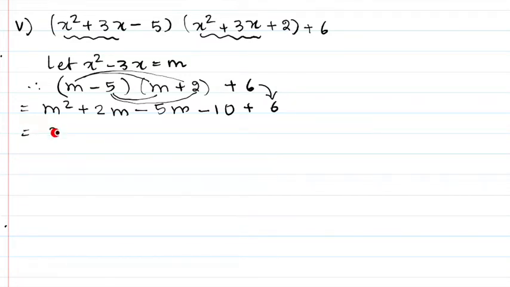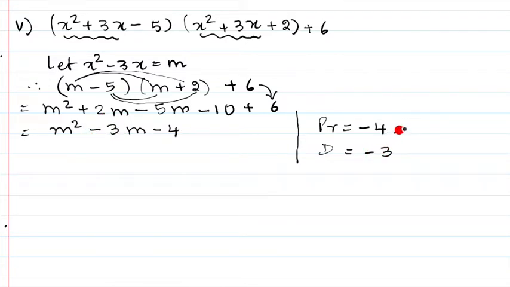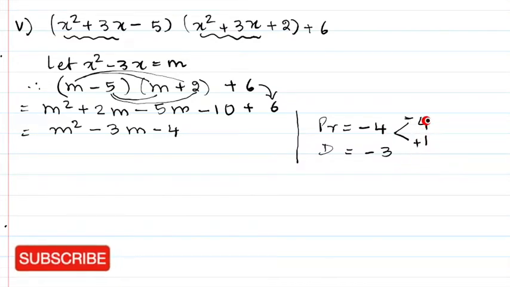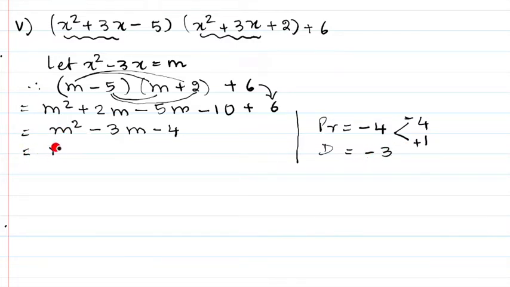Let us get minus 3m here, and this will become minus 4. Now can you see that our product of the factors is minus 4 into this one, and therefore we'll get the difference of the factors as this one over here, that is minus 3. Your factors here will be minus 4 and plus 1. The difference will be minus 3. Remember that one of the factors must be bigger than 3. So let us write it that way.